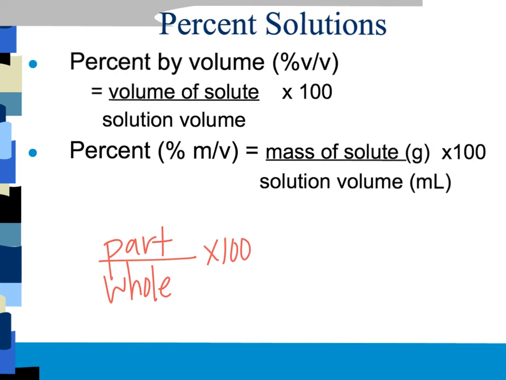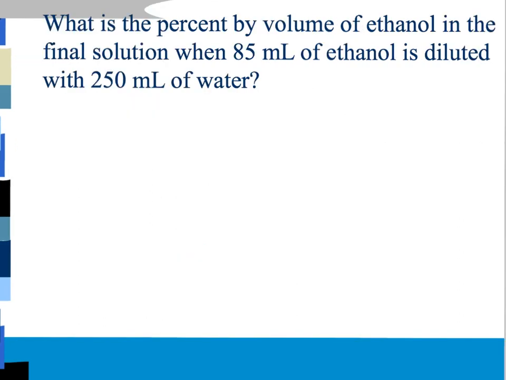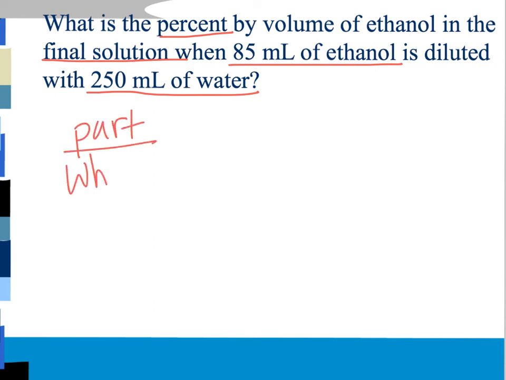So we're going to do a sample problem. What is the percent by volume of ethanol in the final solution when 85 mils of ethanol is diluted with 250 mils of water? Okay, so we want to calculate percent. So we can use our concept of part over whole. We want to know what is the percent by volume of ethanol. So then ethanol is our part.